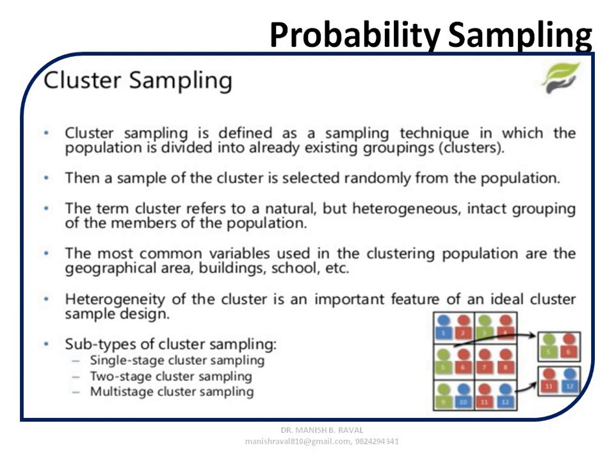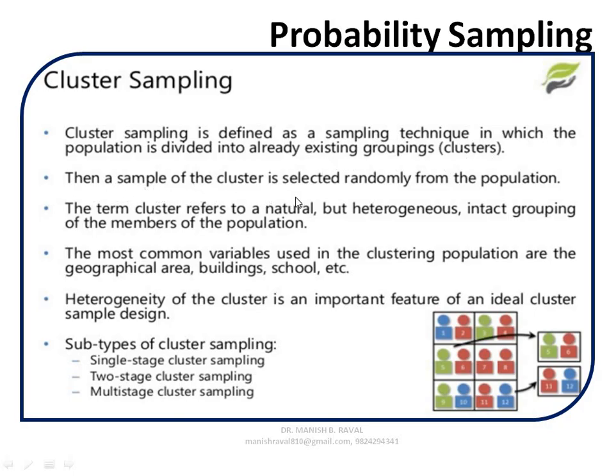Our next technique is cluster sampling. Now let us understand what we mean by cluster sampling. See here, the definition is given. Cluster sampling is defined as a sampling technique in which the population is divided into already existing groupings, or we can say clusters. Friends, what is the difference between stratified and cluster? In stratified, we prepared groups according to our requirement, but in cluster sampling the groups are already existing.